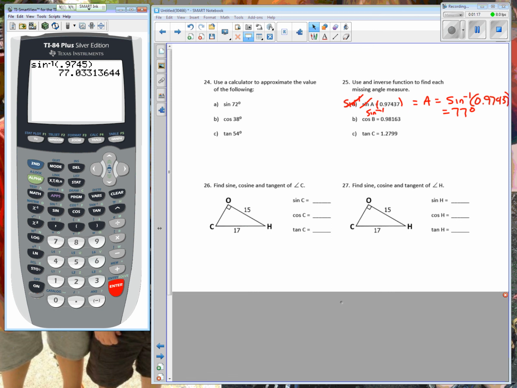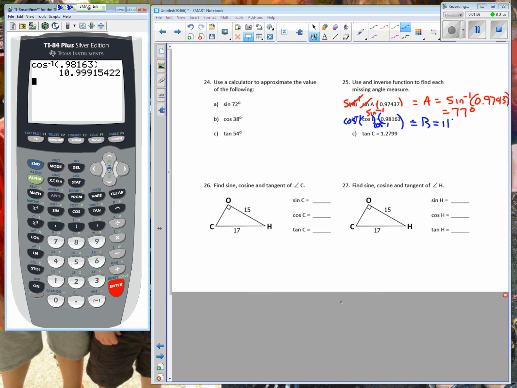Same concept for letter B. If I want cosine to go away, I use the inverse. And I'm going to get an angle after that. So angle B is going to be whatever cosine inverse of 0.98163. So that's going to round to about 9. Oh, I made a mistake there. Let's try that again. I typed in the wrong number, so we want 0.98163. Let's see how big of a difference that makes. It's going to come out to about 11.